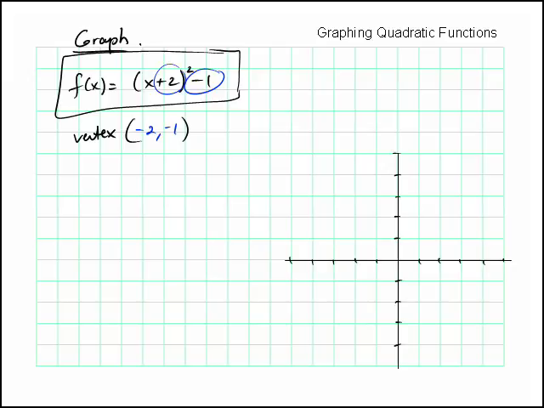Okay, negative 2, negative 1 is right here. And our a value is right there. a equals 1, and so since a is positive, I know that my parabola is going to open upward. Opens up, like that.